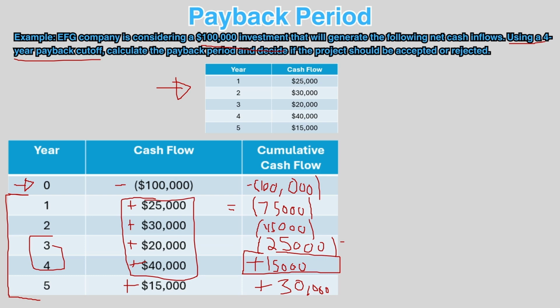So that's what the total of these are right here. But we don't know the exact amount of time it will take to pay back or recoup our $100,000 initial investment. So it is very important to find the specific payback period, because what if this was a 3.5-year payback cutoff? Then we wouldn't be able to tell if we accept or reject this project. So now we're going to calculate the specific payback period.